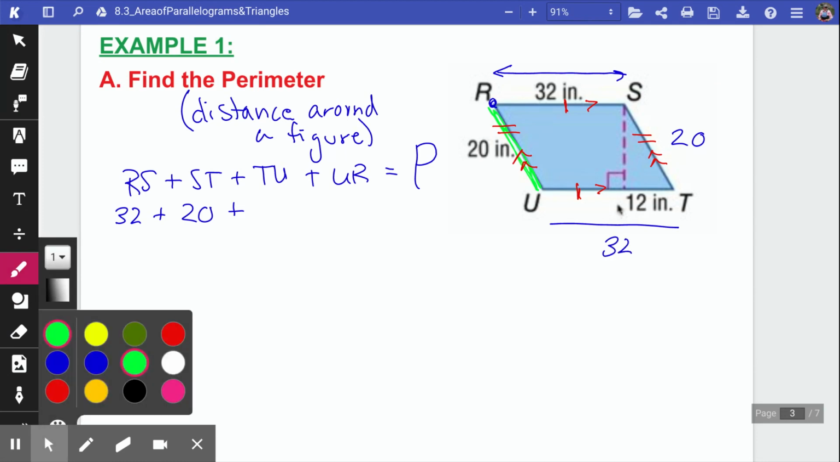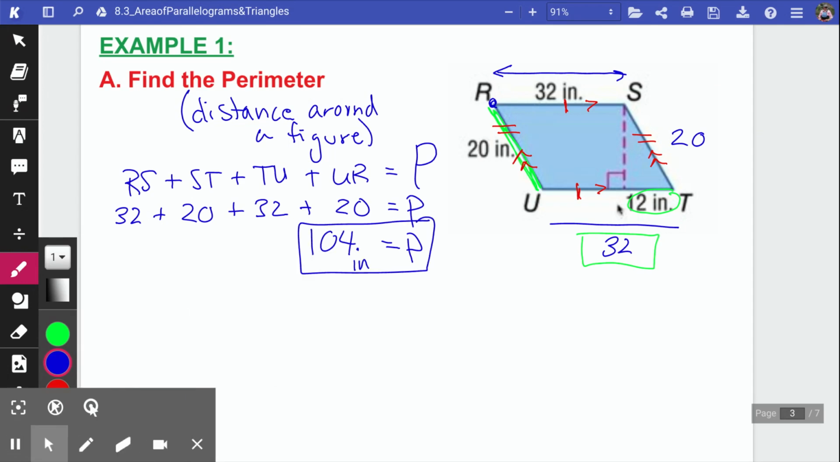Now I picked this problem because this value right here, you don't need. It's part of that length, UT, which you know is 32, plus UR, which is 20. And when we add all those together, we get the perimeter of the figure. So the perimeter of this figure is 104 inches. It's not inches squared because perimeter is a linear length, so it's just that linear measure.